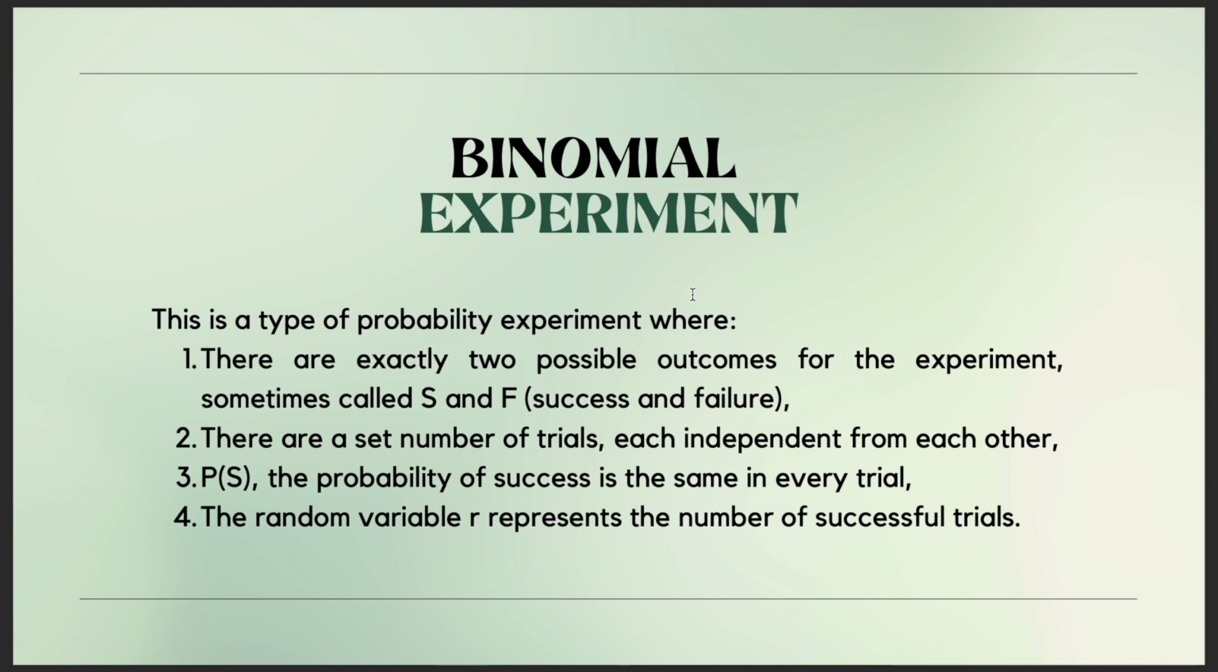Also, for something to be a binomial experiment, there has to be a set number of trials, and each trial has to be independent from all of the other ones. So the outcome of one trial cannot affect the outcome of another one. The probability of success, P of S, is the same in every trial, and also we use the random variable R to represent the number of successful trials in our probability experiment.